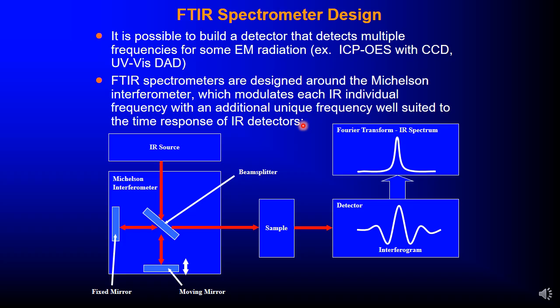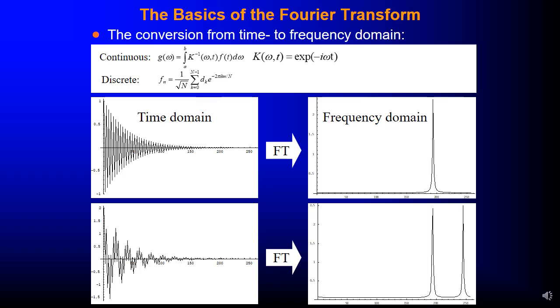So you can see that the IR source and the Michelson interferometer are at 90 degrees. Very important, very important. Then just to see majorly what is going on, the conversion from time to frequency domain. So if you have the time domain, then we have the frequency domain. You can see there, time domain, frequency domain.